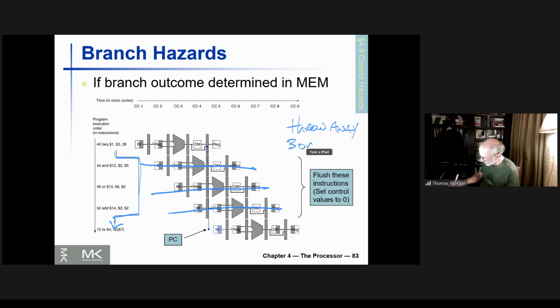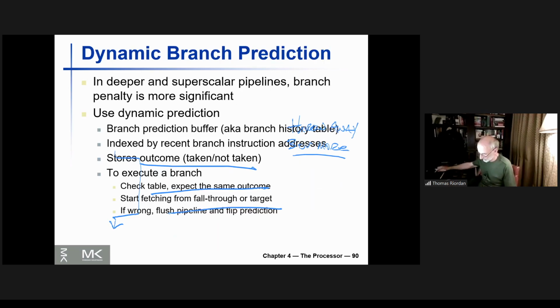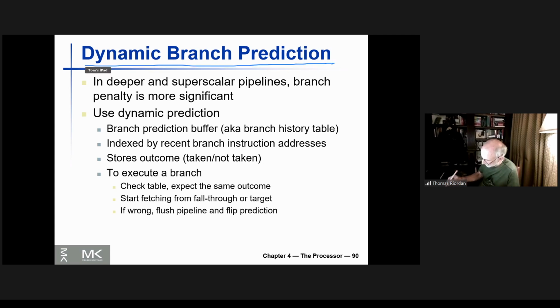Three or more instructions. And so here again, as we mentioned a long time ago, is another case where we asked Moore's law to help us out. And we did that by doing this. So we have this thing that we talked about a little bit earlier called dynamic branch prediction.